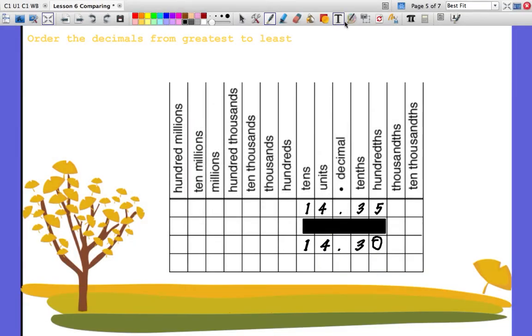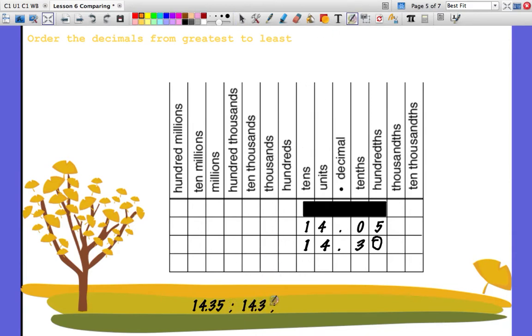So I know that my first number has to be 14 and 35 hundredths. Okay, and now I'm done with that number. And since the 3 is bigger than the 0, my next number, my second number, has to be 14 and 3 tenths. Remember, we write it the original way that we saw it. So the first way we saw it was without this 0. So that's the way we want to write it. And our last number will be the 14 and 5 hundredths.